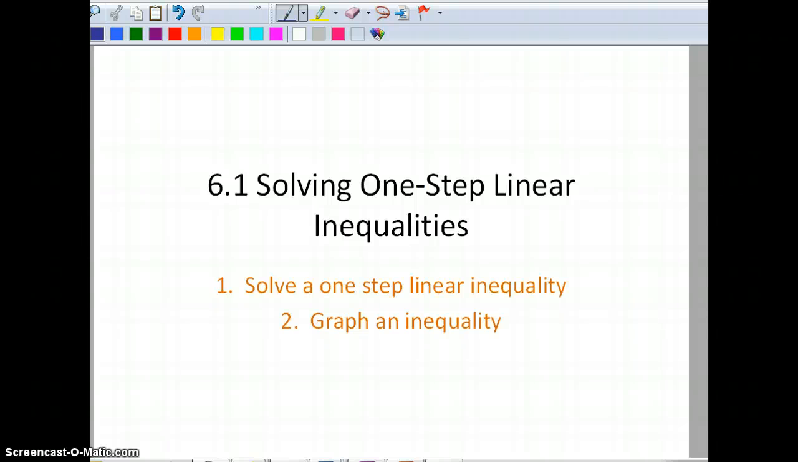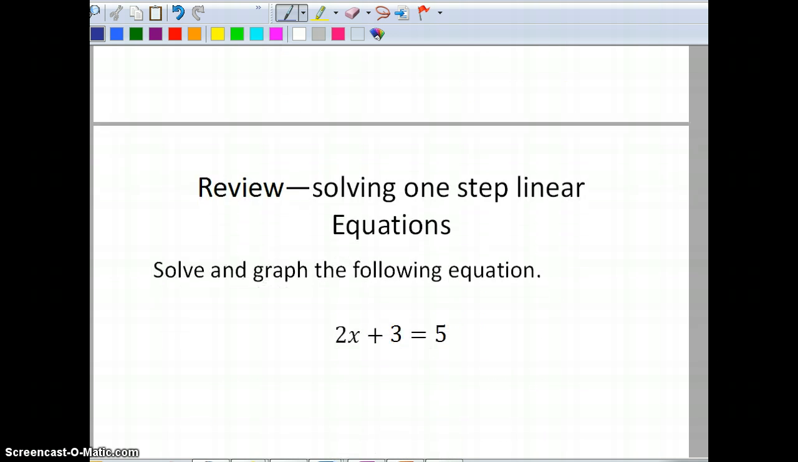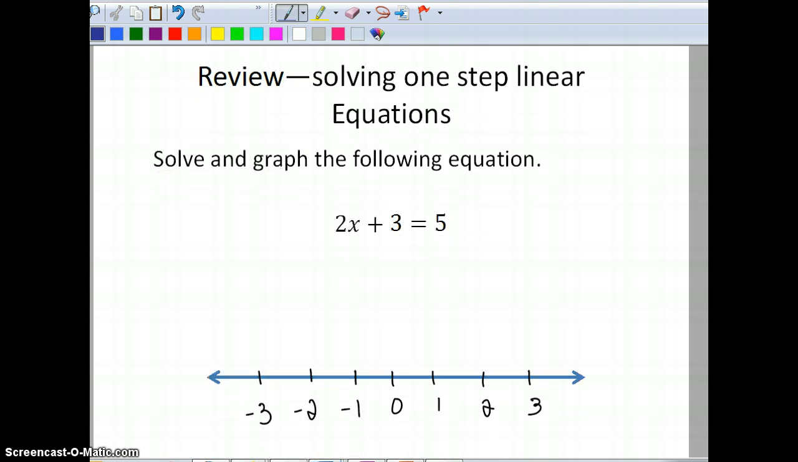Okay, this is section 6.1, solving one-step linear inequalities. When we finish today, I expect you to be able to solve a one-step linear inequality, and I also expect you to be able to graph one. So first thing I want us to do is review solving a linear equation.